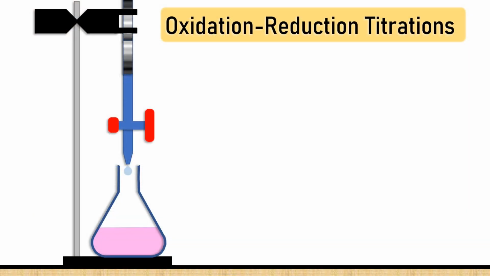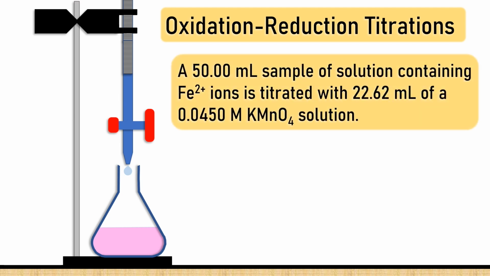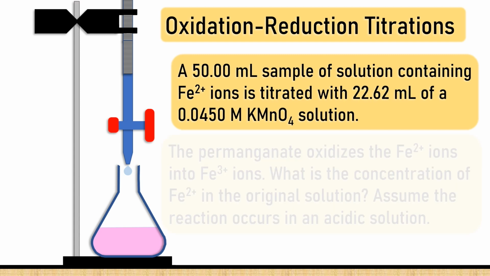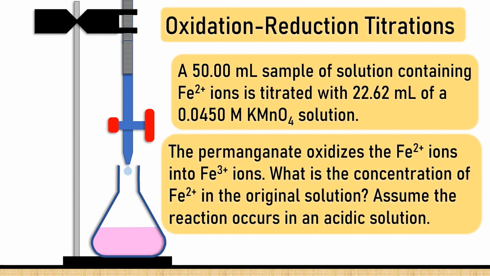The problems thus far have been acid-base neutralizations. Before concluding, I want to do one oxidation reduction problem. Oxidation reduction reactions occur when an oxidizing agent reacts with a reducing agent, and we can determine the concentrations of unknown solutions. A 50.00 milliliter sample of solution containing iron 2+ ions is titrated with 22.62 milliliters of a 0.0450 molar potassium permanganate solution. The permanganate oxidizes the iron 2+ ions into iron 3+ ions. What is the concentration of iron 2+ in the original solution? Assume the reaction occurs in an acidic solution.